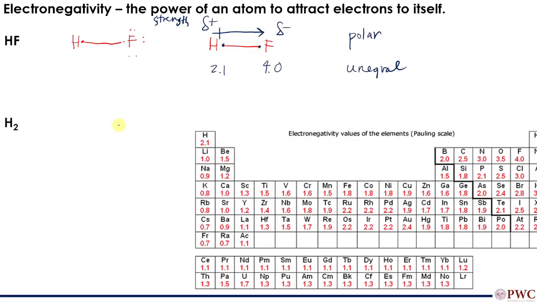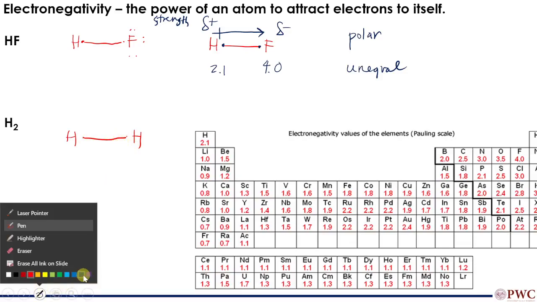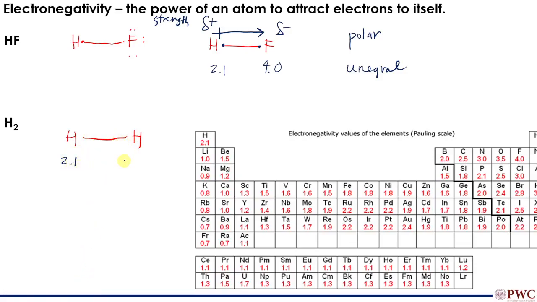Let's have H2. H2, that's two H atoms bonded together, and each of them has one valence electron. And so they need one more valence electron, and they share this one over here. The electronegativity of hydrogen is 2.1, the same for this one. So here they have the same strength, the same electronegativity. So they are equally sharing these electrons over here.